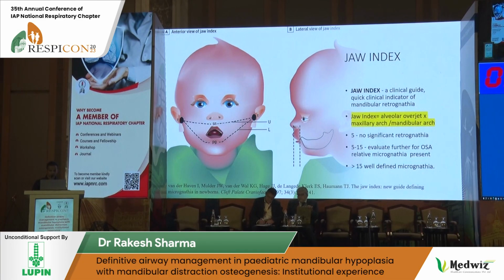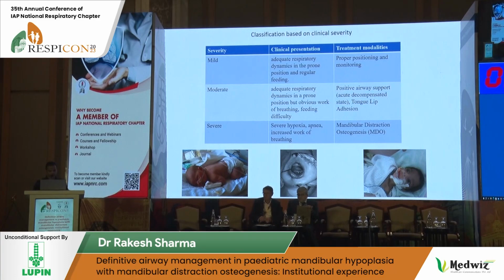Jaw index is another parameter that can tell us the degree of hypoplasia of the mandible, or shortening of the mandible compared to the maxilla. And this can be categorized into mild, moderate, and severe. The mild and moderate cases can be managed by orthodontic appliances, or positioning or conservative methods. But the severe cases require surgical intervention most of the time.